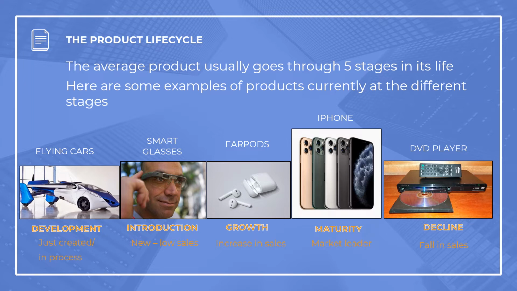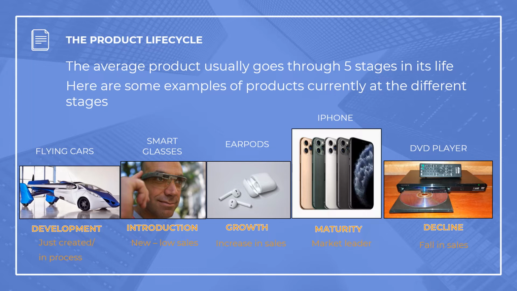For example, flying cars. Now these are something that are actually in development at the moment. So they're in the process of being created, being tested, and at some point in the next few years they will become on the market. Then you've got smart glasses. Now they've been introduced to the market where they are available for purchase, but they're very new into the market and they've got low sales at the moment.